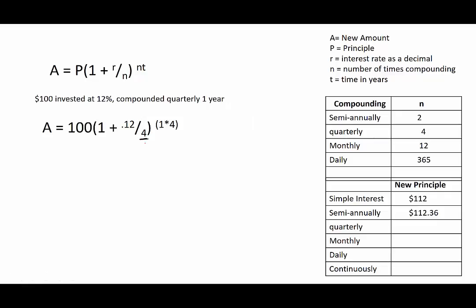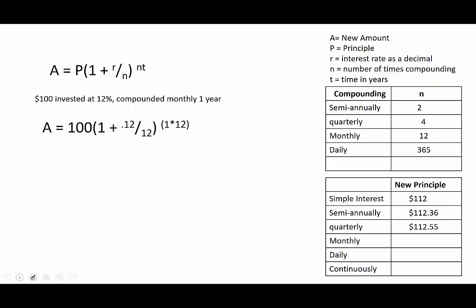Next, we're going to compound it quarterly. We're going to take the 12%, divide it by 4, but then we're going to take the time and multiply it by 4. So calculate this and see what you get. So if you plug this into the calculator, you should get $112.55. So in this case, we're compounding it quarterly. We're going to stop every quarter, compound the interest, put that money into the account.